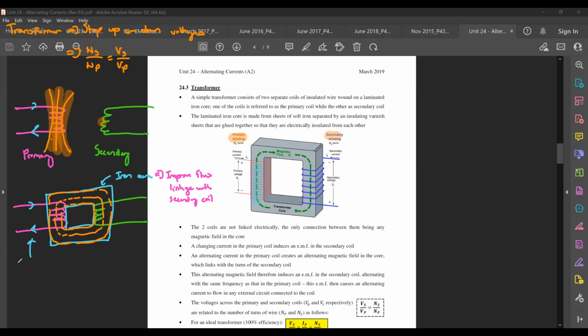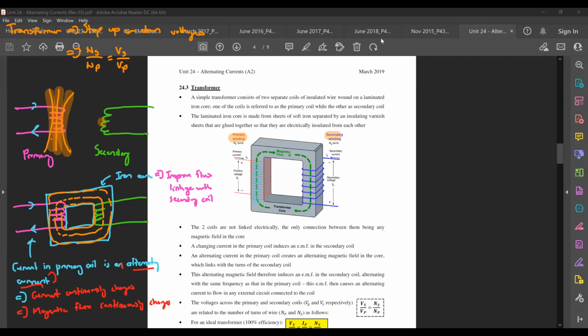From here, we will then tell you that your current in the primary coil continuously varies; it is an alternating current. When it's an alternating current, what this means is that your current continuously changes. So when your current continuously changes, your magnetic flux also continuously changes.